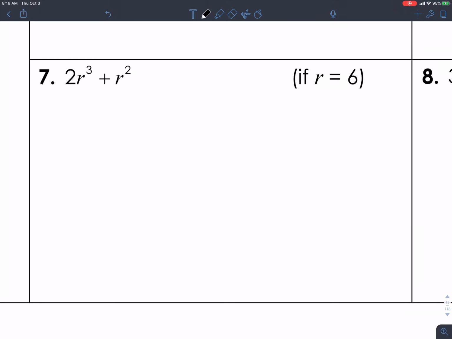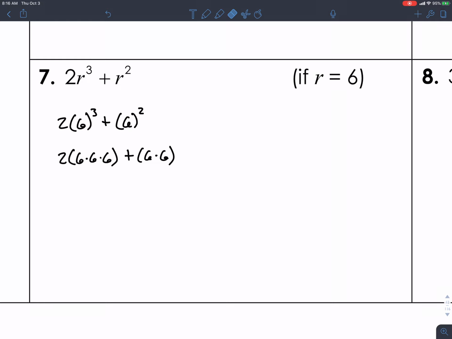Well, R is 6. This should be pretty easy. So it's 2 times 6 to the 3rd power plus 6 to the 2nd power. Okay? So really what this means is 2 times 6 times 6 times 6 plus 6 times 6. That's really what that means. That 3rd power means I write it 3 times and multiply. That 2nd power means I write it 2 times and multiply. First I do everything, the exponents in parentheses.